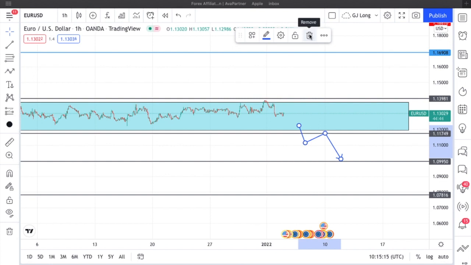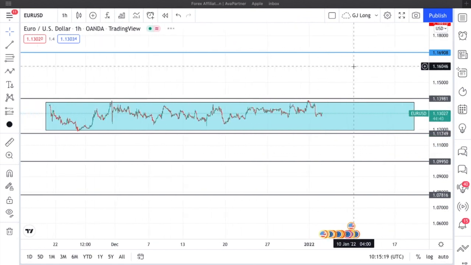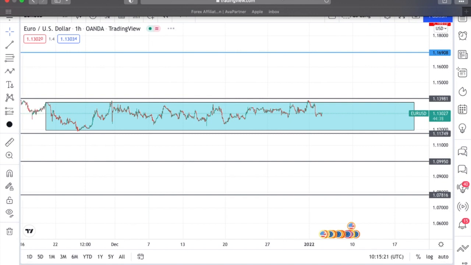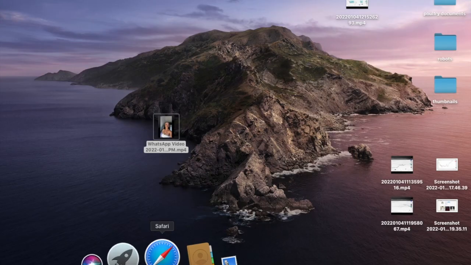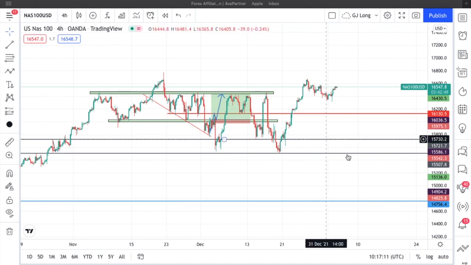and then our target is 1.09950. Okay. But I'll keep you guys updated on the movement of these pairs that I'm analyzing.